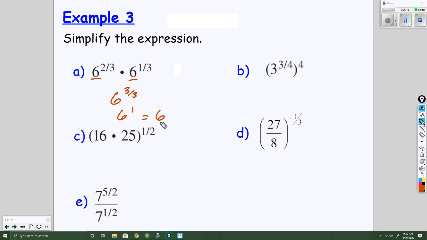In part B, we have power rule, so we're going to multiply these exponents. If we multiply those exponents, we just get 3. So 3 to the third power is 27.